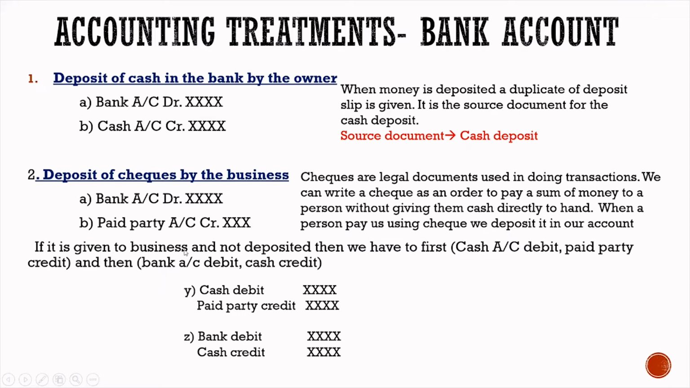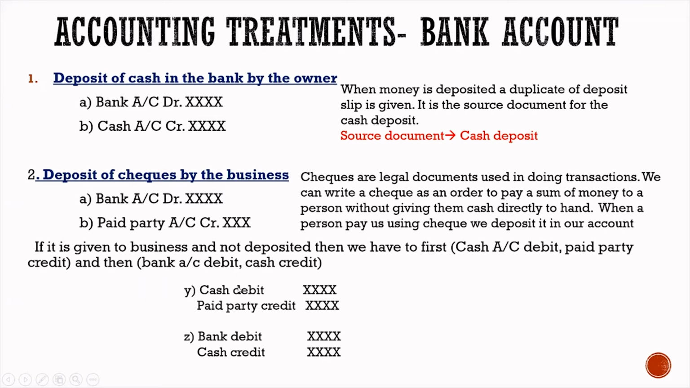If it is given to the business and not deposited, then we have to first debit the cash account and credit the particular person. Let me repeat again. If it is given to the business and we don't directly debit it to the bank, first we debit our cash account, and for the paid party we credit it, and later on, since it is still in the cash account, we have to bring it to the bank account and credit the cash, right? So this is how it happens.